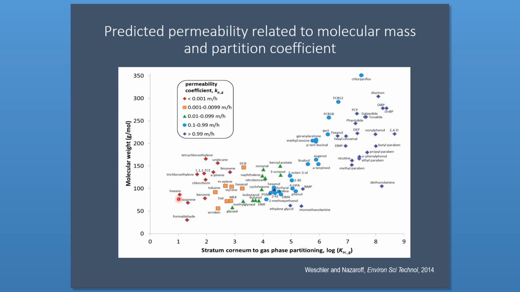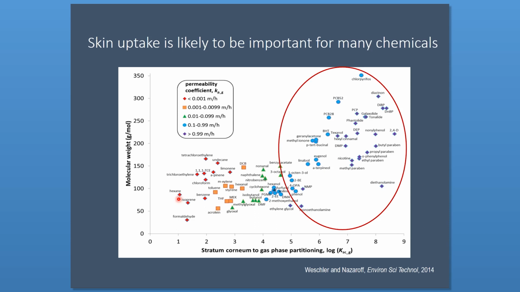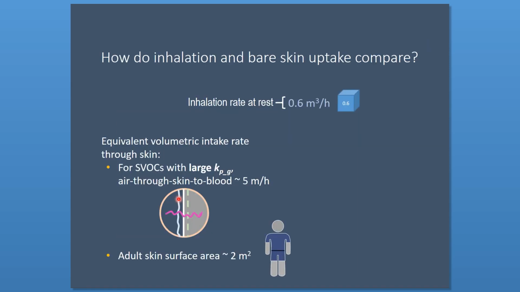It turns out that for a large number of chemicals that we do see in the indoor environment, the permeability is high enough for this to be a really meaningful exposure pathway from air through skin and into your body. So let's put this in context of breathing. If we take a typical person, they inhale at a rate of about 0.6 cubic meters per hour. Actually, I'm not quite sure what that is in cubic feet per minute, but anyway, it's roughly 0.6 cubic yards per hour, I guess you could put it.